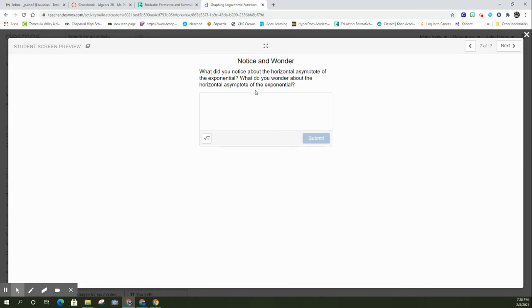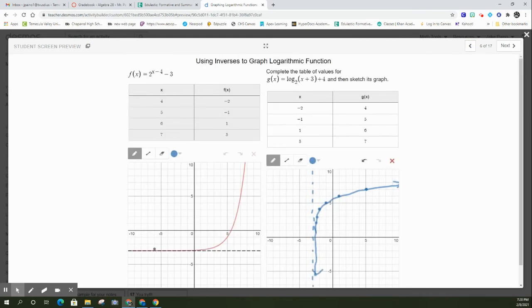What do you wonder about the horizontal asymptote of the exponential? So what do you notice and wonder? Here's the horizontal asymptote. Did you notice that it was k? And it was -3, and then you look over here, it becomes the vertical asymptote. So the horizontal asymptote for an exponential becomes the vertical asymptote for a logarithmic.